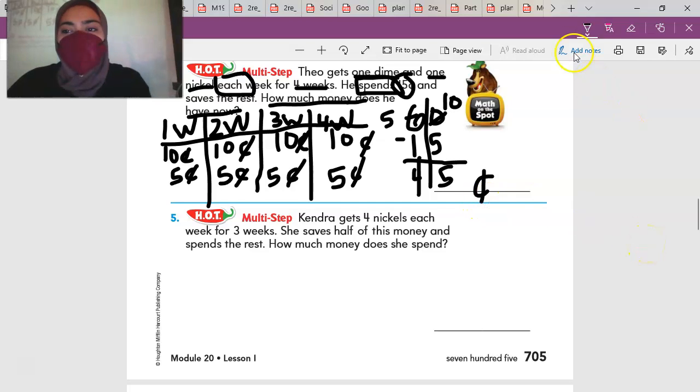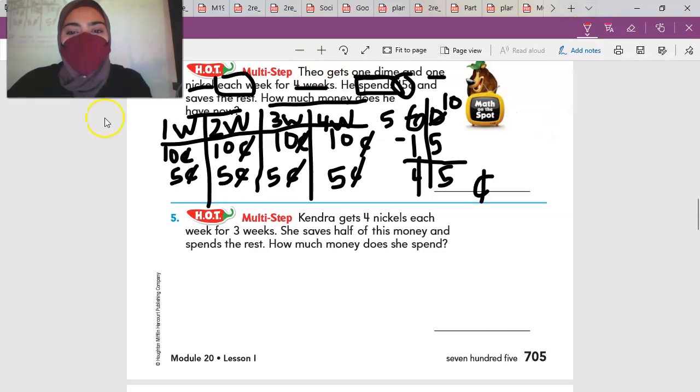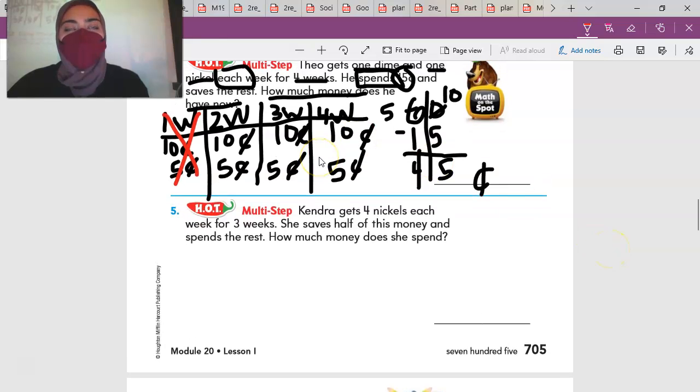$0.45. There was another way to do this, which I think is what you guys were thinking of: to just X out 15 cents. So just X out the money he made in 1 week. Well, how much money does he have left? 10, 20, 30, 35, 40, 45. You could have done it that way too. So when you draw out this chart, I promise it gets so much easier for you to do the math of how much he saved, how much he spent.